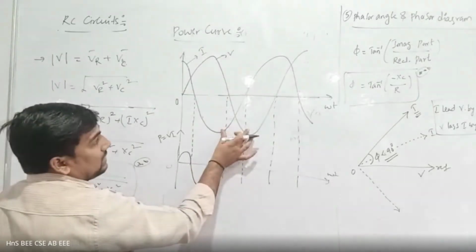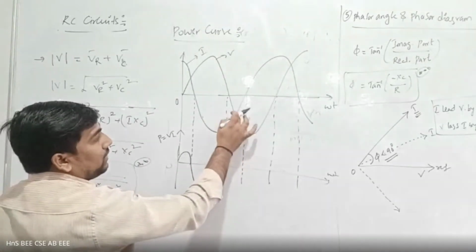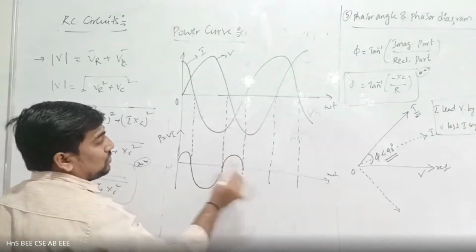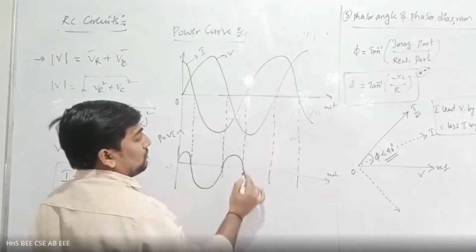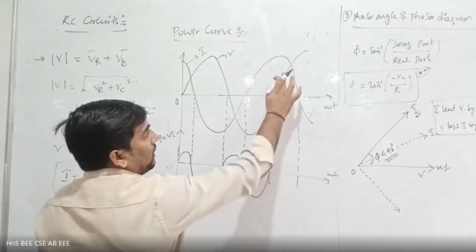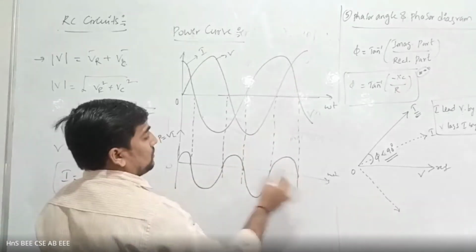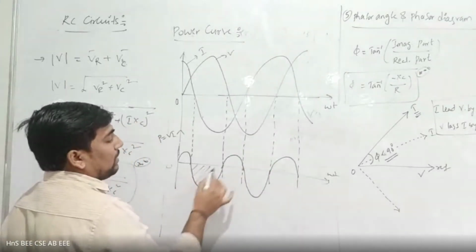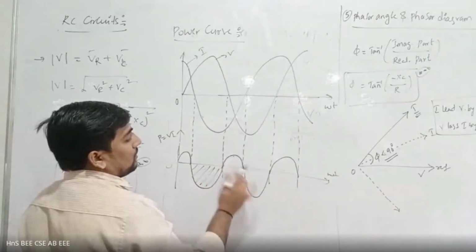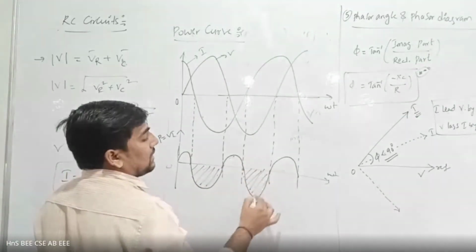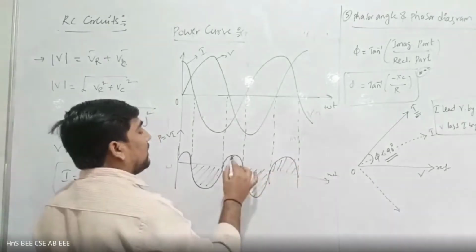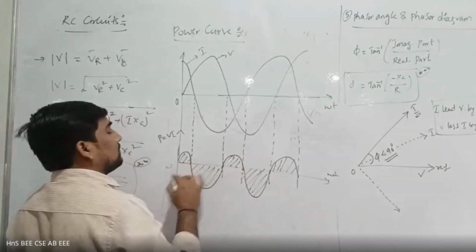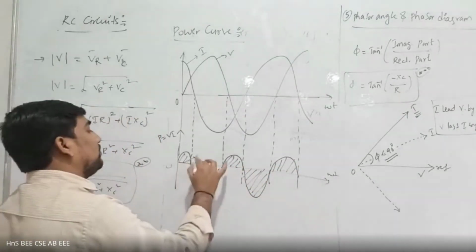Now in these two lines, both are negative. Negative into negative, positive. Next, negative into positive, negative. Next, positive into positive, positive. Okay, this is the total power diagram of the RC circuit. The power curve diagram.